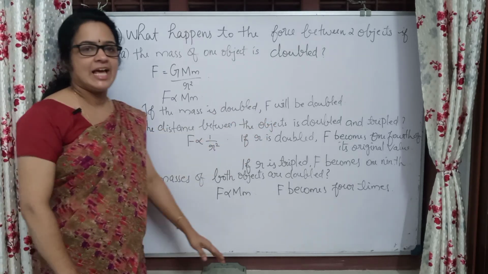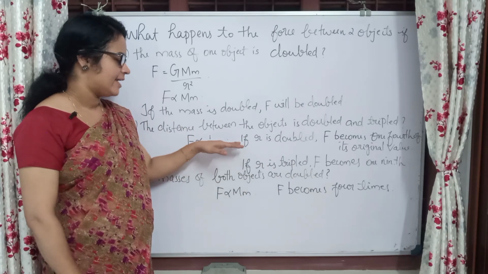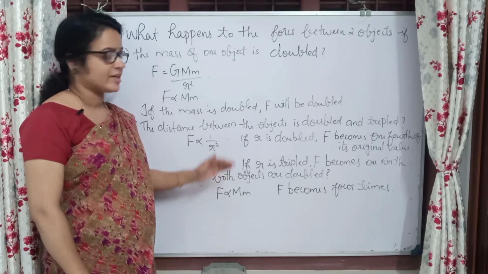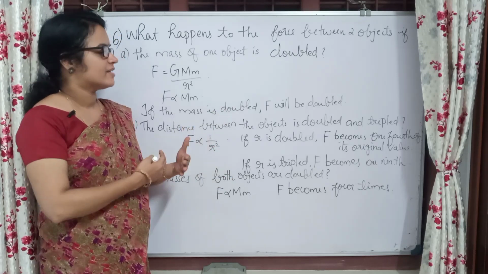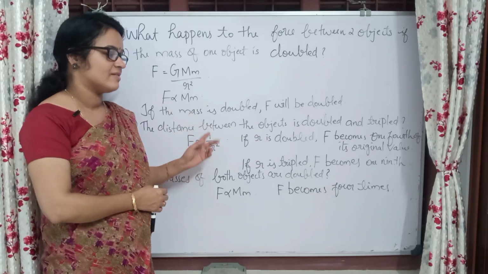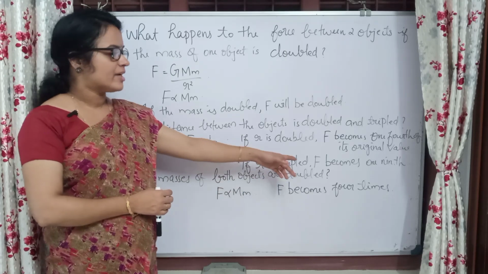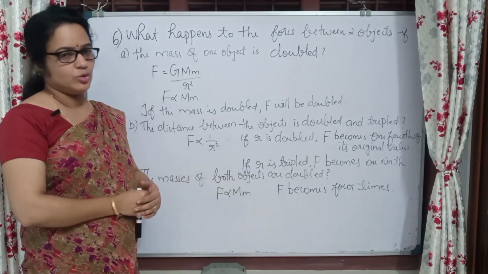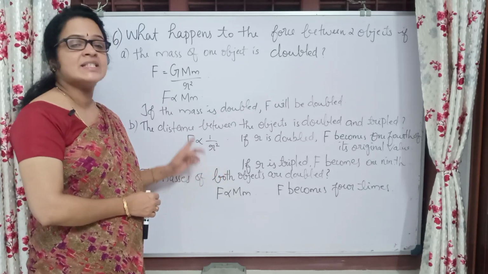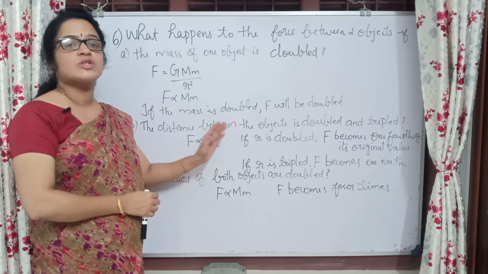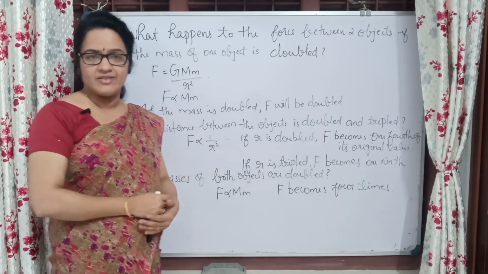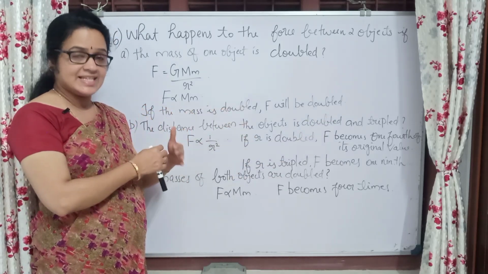If the distance is tripled, what will happen? If the distance is tripled, again the force will be decreased, right? Here F is proportional to 1 by r square. So the distance is tripled, which means the force will decrease. How much will it decrease? It will become 1/9 of the original value, because here we are squaring. That means the force is inversely proportional to the square of the distance. So the force will be 1/9 of the original value if the distance is tripled.